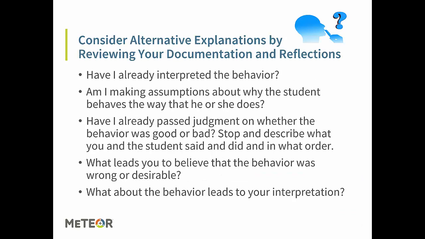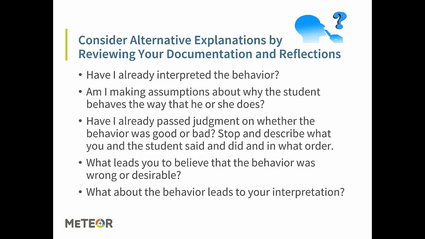Step 3 for mindfulness is to consider alternative explanations by reviewing your documentation and reflections. This next part of the process more deeply examines the ways in which the teacher communicates and perceives the student and situation and reconsiders the initial interpretations. Review the explanations and reflect on the reasons that the student may be doing what he or she does. Consider how this student's behavior is similar to or different from other behaviors in the classroom. Teachers can ask themselves the following questions.